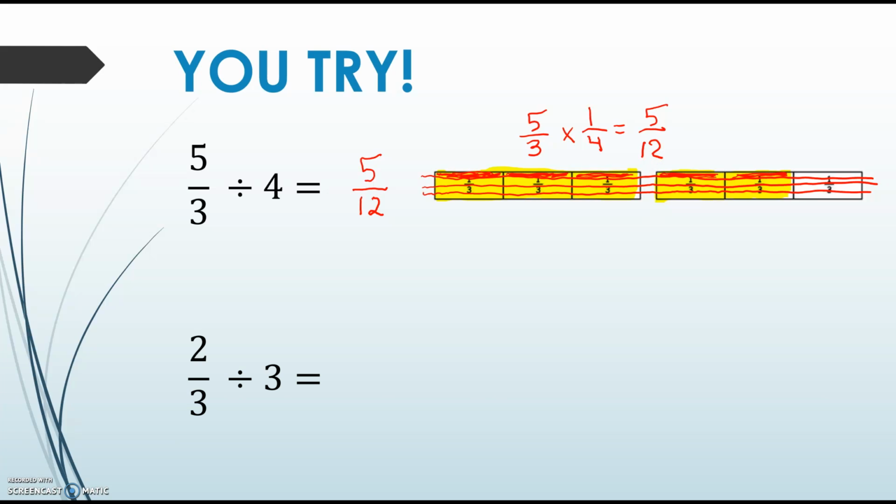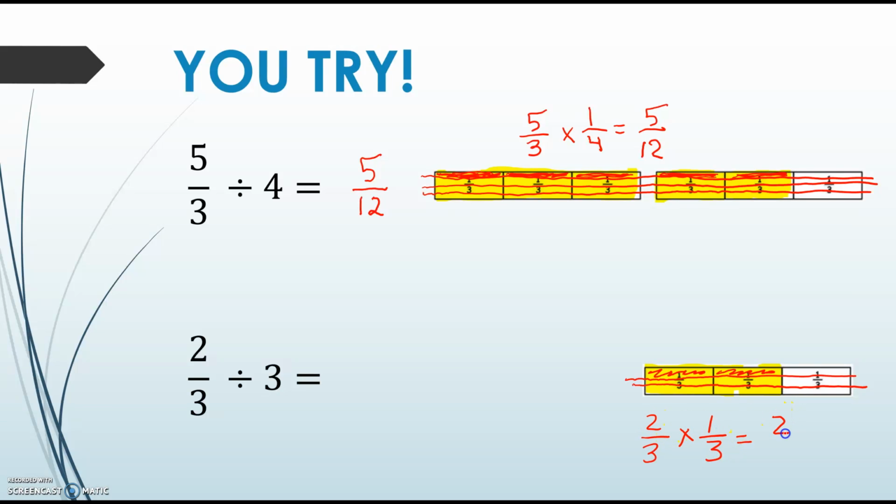Okay, let's try one more. 2/3 divided by 3. So I have 2/3 of a candy bar, and this time I want to share it among 3 people. Pause for a minute and give it a try. All right, here's my model of 2/3. If I want to share this among 3 people, I'm going to cut the model here into thirds. So friend 1 gets 1/3 of each of these pieces. So if I want to think of this as multiplication, 2/3 times 1/3 gives me 2 times 1 is 2, and 3 times 3 is 9.